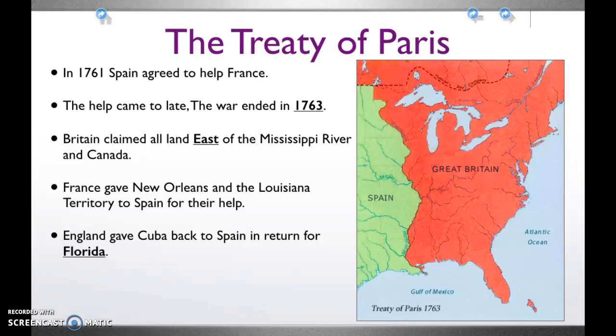England also gave Cuba back to Spain, because we had seized it during the war, in return for Florida. So now Florida is a part of Great Britain for now. It won't be for long.